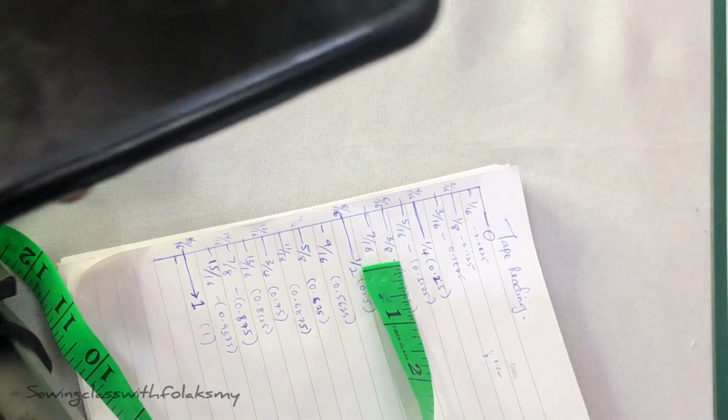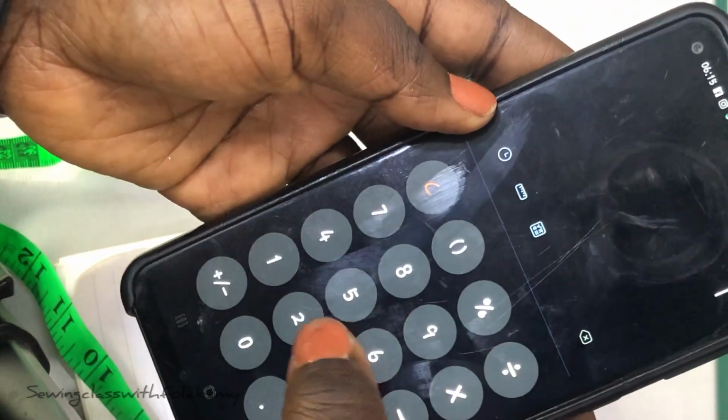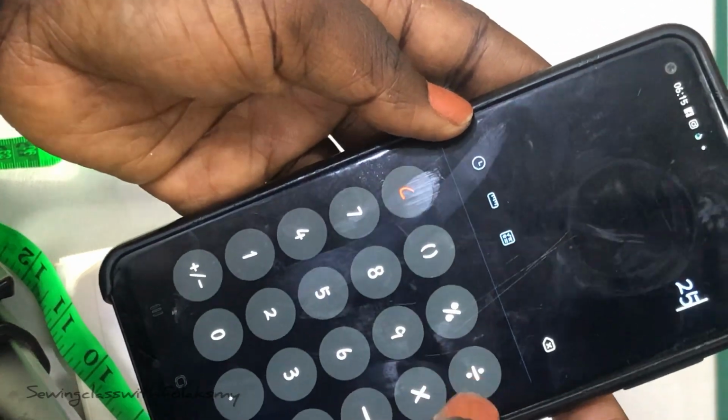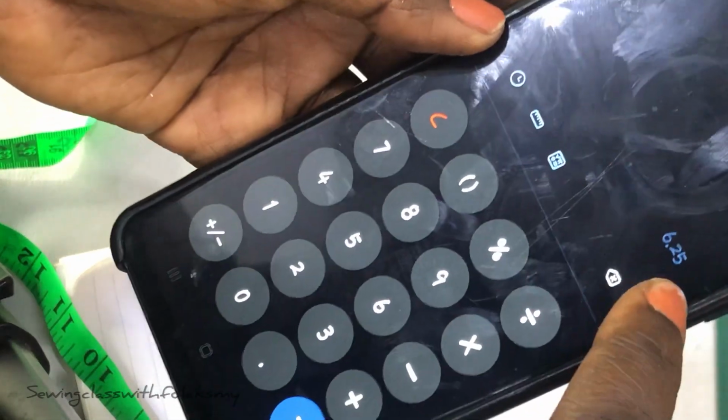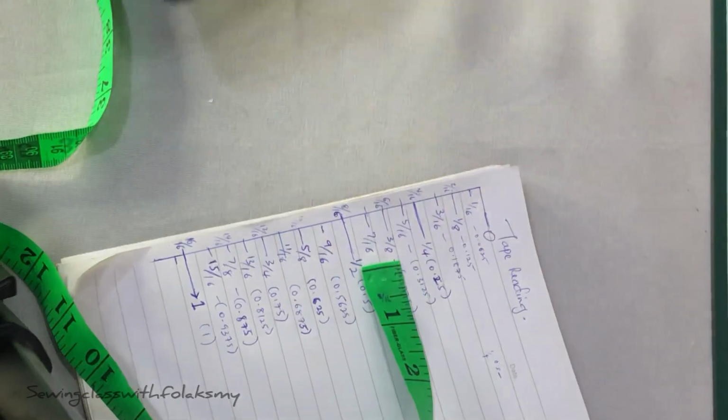For example, let's say you want to use the measurement of your waist. Let's say your waist is 25 and you divide it by 4. You have 6.25. I'll come back to this.